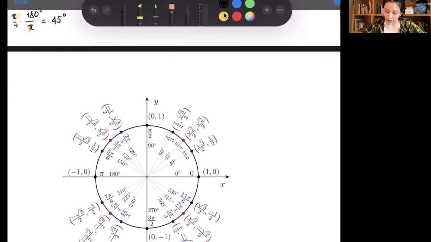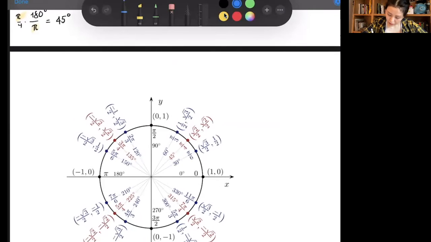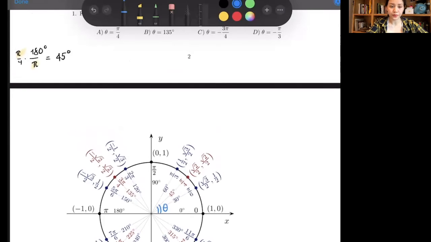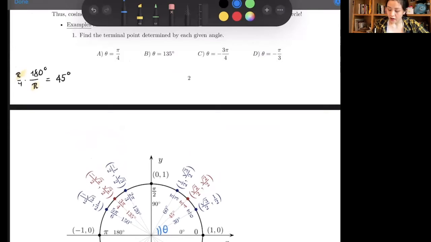Okay, so theta equals pi over 4. Where's pi over 4 on the unit circle? Right there is my theta, equal to pi over 4. So at pi over 4, my x value is root 2 over 2, and my y value is also root 2 over 2. So the terminal point when theta equals pi over 4 is root 2 over 2, comma, root 2 over 2.